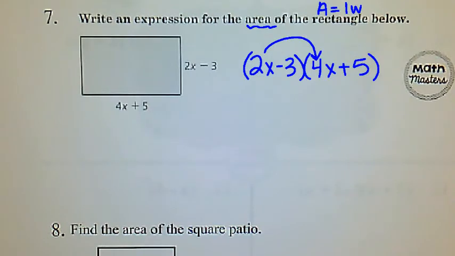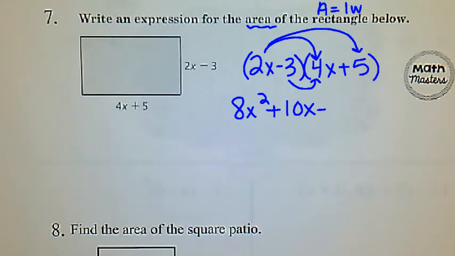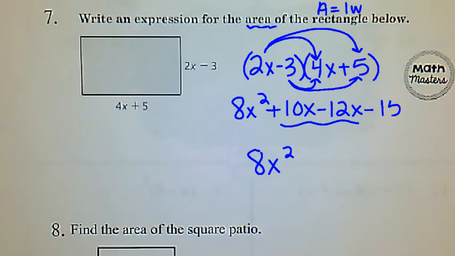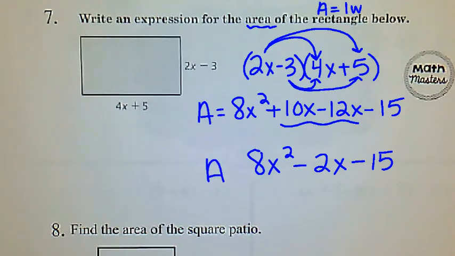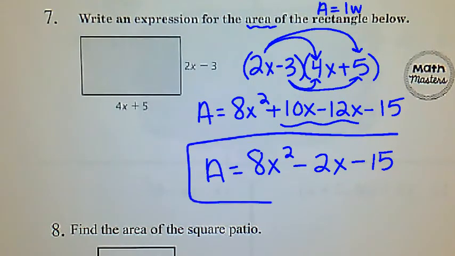Okay, I'm going to go back to the FOIL method. So front would give us 8x squared. Outer would give us 10x. Inside would give me negative 12x. And then last would give me negative 15. Combine, so 8x squared minus 2x minus 15. Okay, and probably should do a little of this. Okay, so area.